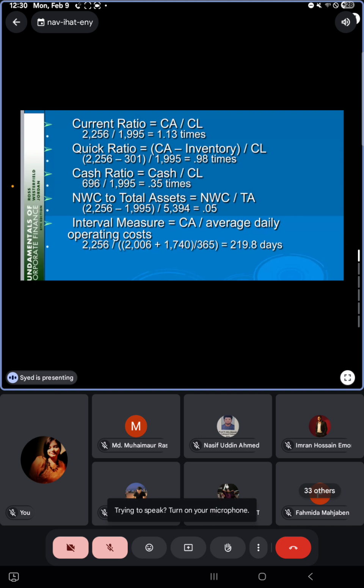So let's start with current ratio. To improve the current ratio, the company must increase investment in current asset. Current asset needs to increase. Investment in current asset should increase. And the investment in current asset must come from long-term capital sources. Okay. Investment in current asset must come from long-term sources of capital or long-term capital sources.